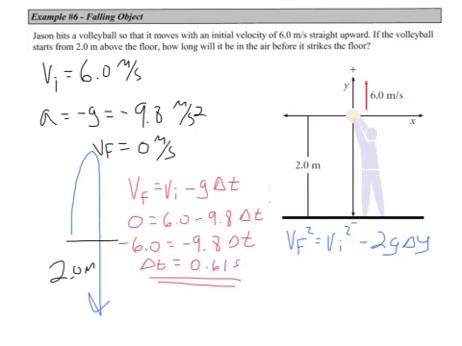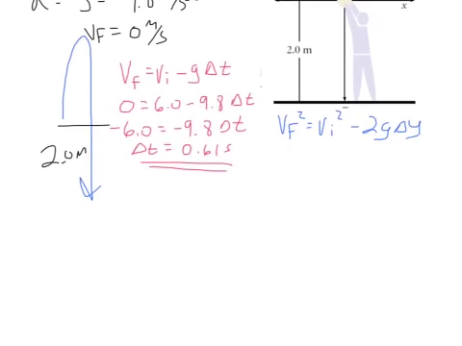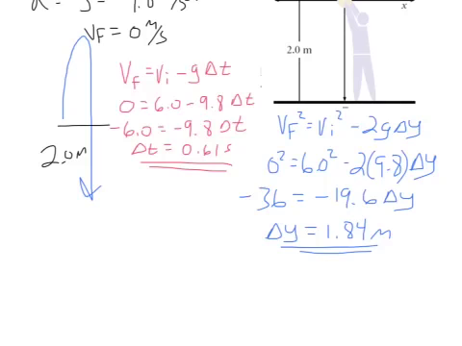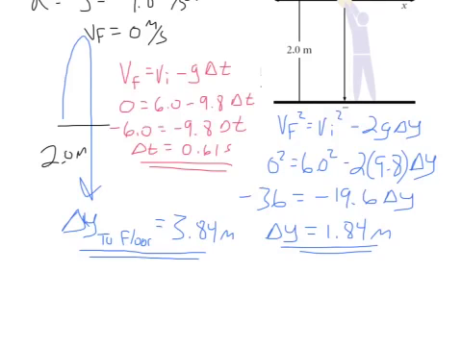To do that, we're going to use our fourth kinematics equation. This is how it would look when we do our substitutions. We end up with a height of 1.84 meters. Now this is the height above launch point. So if we want to know the total distance from where this velocity is 0 at the top to the floor, we have to add the 2 meters, which is going to be 3.84 meters. So from this highest point to the floor is 3.84 meters.